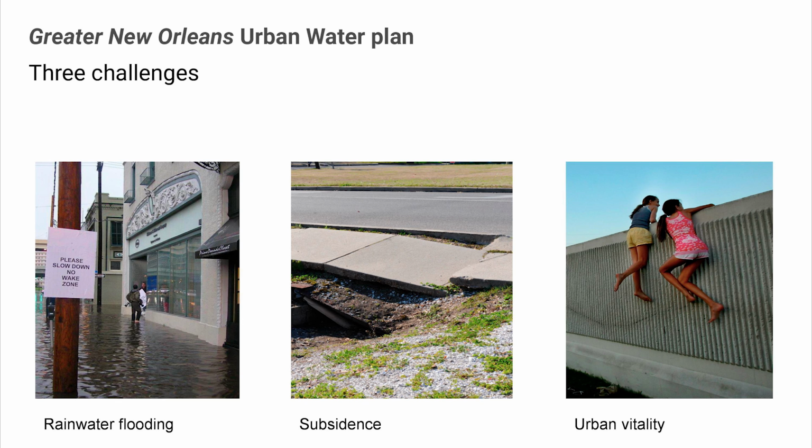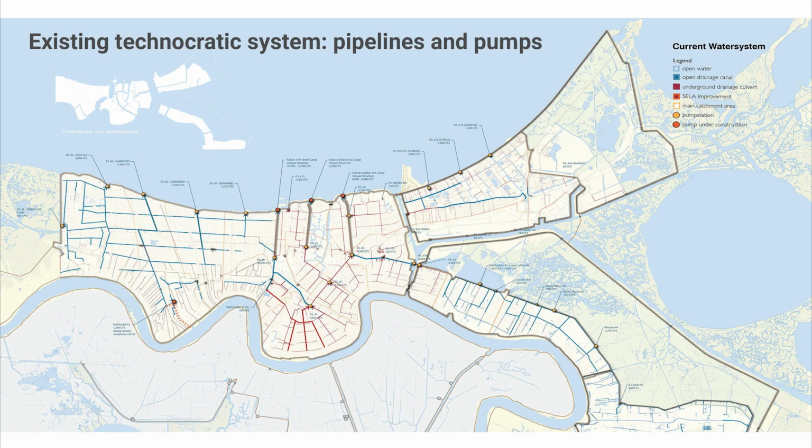worked on basically three challenges as part of the Greater New Orleans Urban Water Plan. This is a plan about the city behind the dikes, which suffers from rainwater flooding, also subsidence, and there are urban quality issues. The water is not visible, for example, in the city. It's an underutilized asset. The current water system is highly technocratic, pipes and pumps, and the ambition is to make water an integral part of the city.